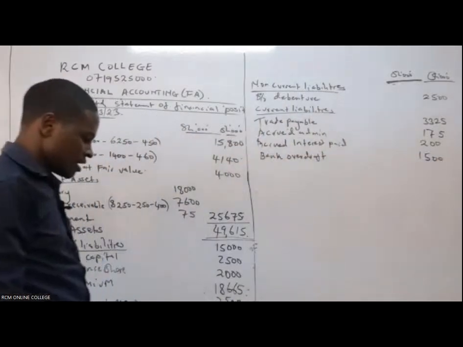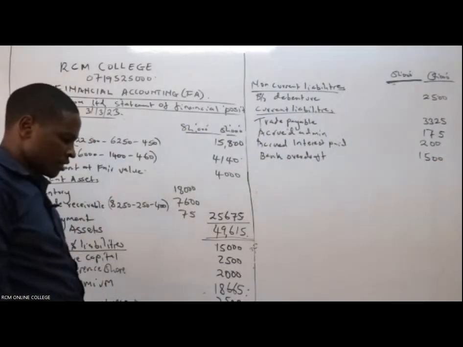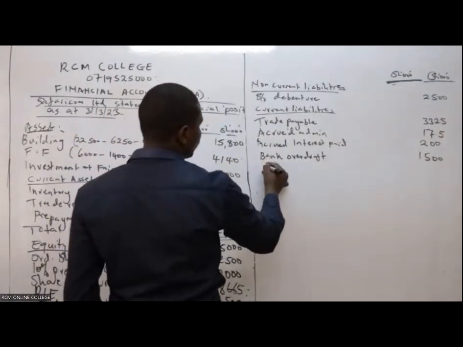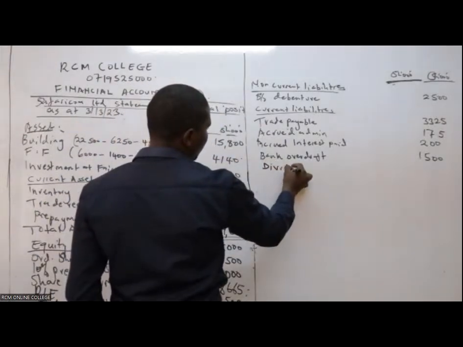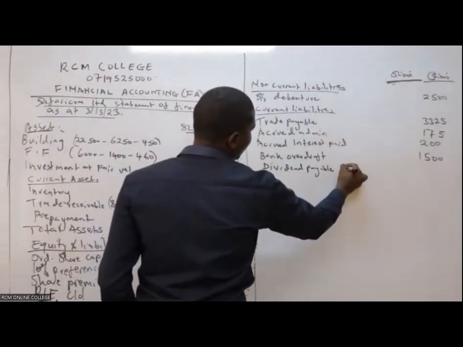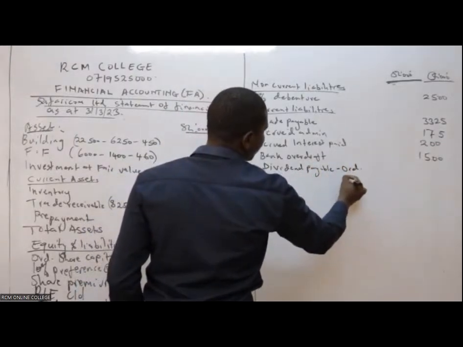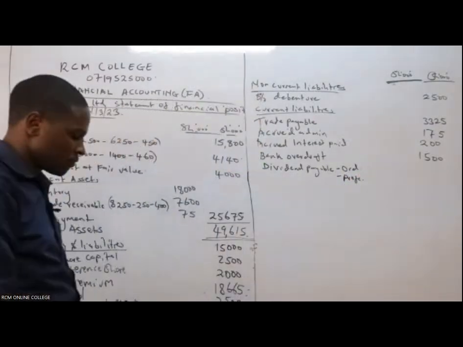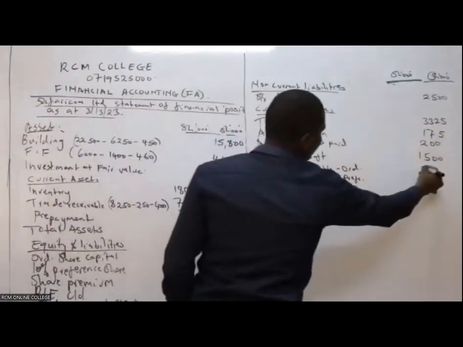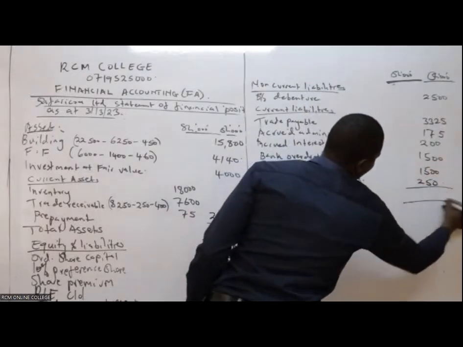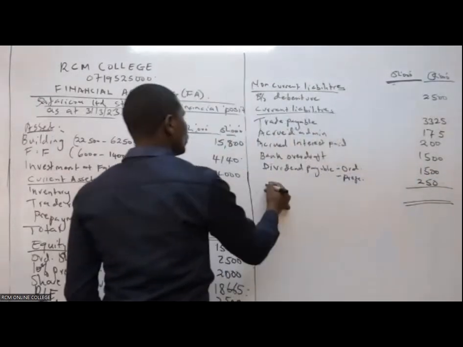Then the last thing is the dividend payable to ordinary share and preference share. Ordinary shareholders were given, and preference shareholders were given too. It was 1,500 and 250. Please get for me the total equity and liability.